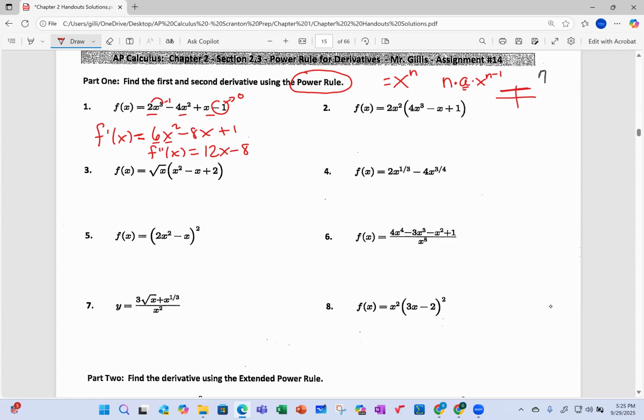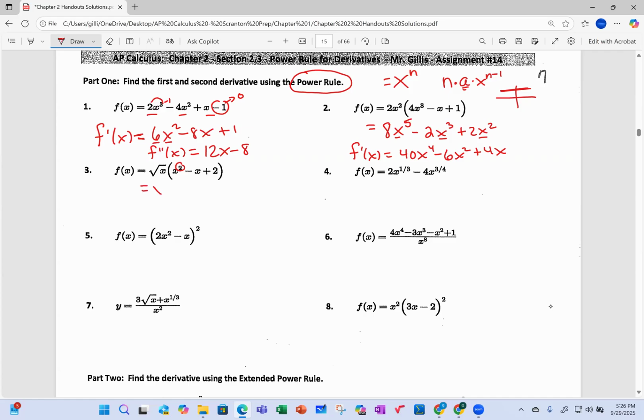In number 2, I cannot do my rule yet until I distribute using algebra. So it'd be 8x to the 5th minus 2x to the 3rd plus 2x squared. Now I have individually x to the nth power, and the derivative will be 40x to the 4th minus 6x squared plus 4x.